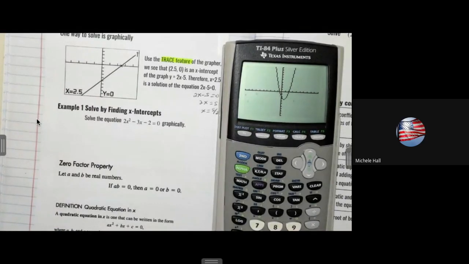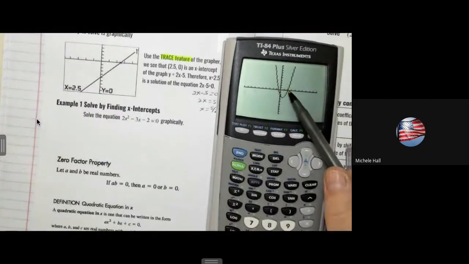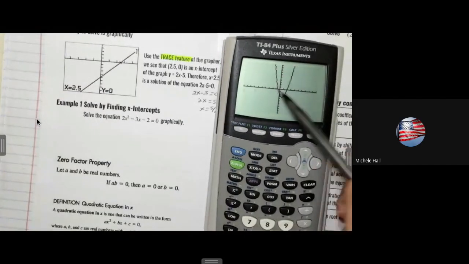What am I looking for right now? I'm trying to solve. When we're trying to solve an equation, what are we actually looking for? We're looking for the x-intercepts, right? When we're solving an equation, how many x-intercepts does this picture have? It has 2. It has one right here, and it has one right there.